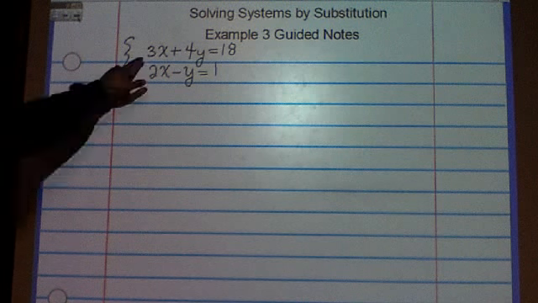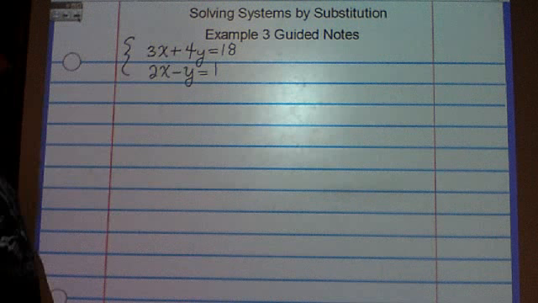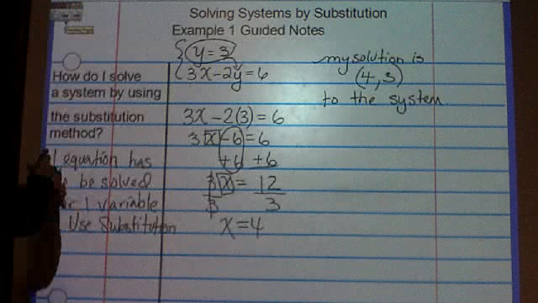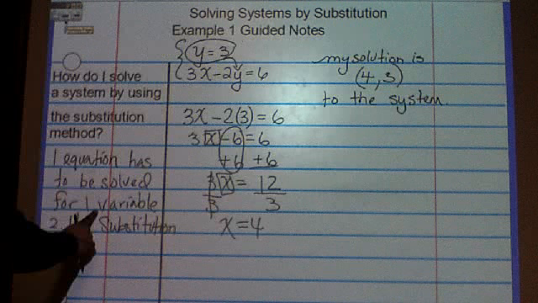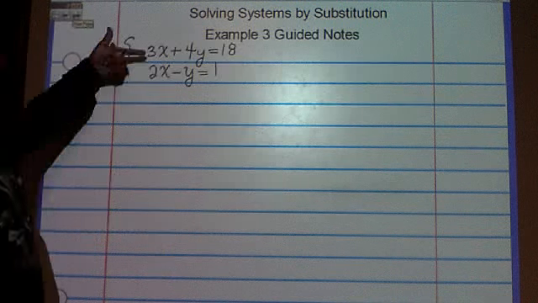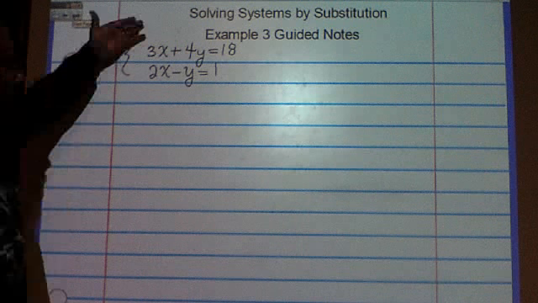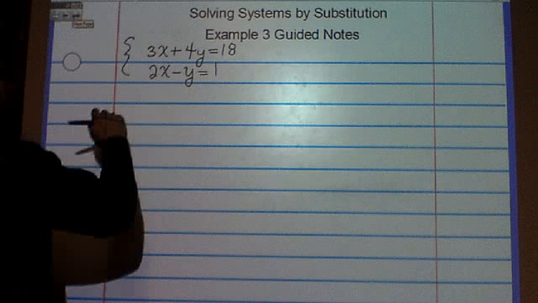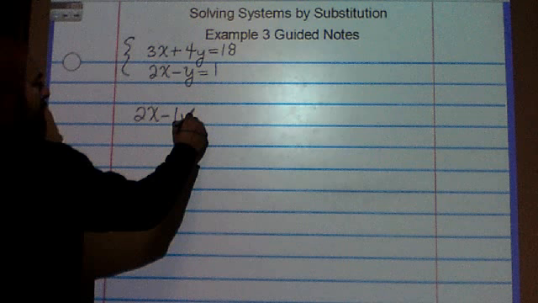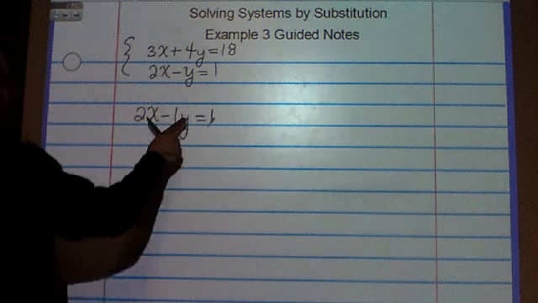So here we go. We've got 3x plus 4y equals 18, and 2x minus y equals 1. Now, the first thing, remember, I said one equation has to be solved for one variable. None of these equations is solved for one variable. So let's take one. You can pick any one you want, but this one seems a little easier. So I'm going to write 2x minus 1y equals 1, and I'm going to solve for y, okay?